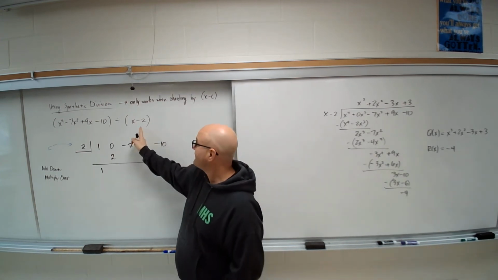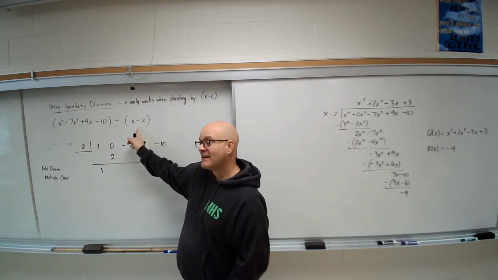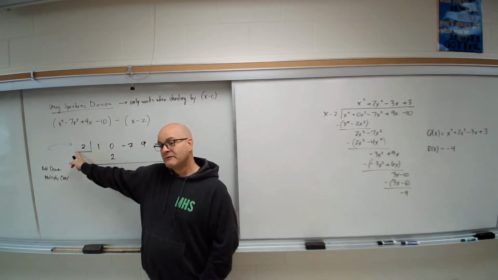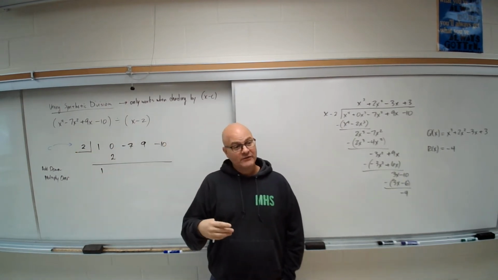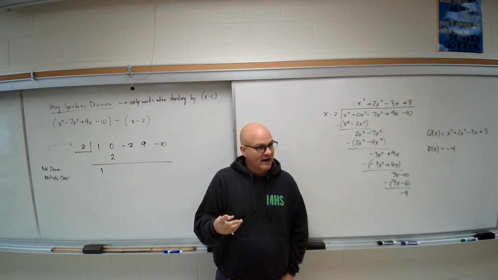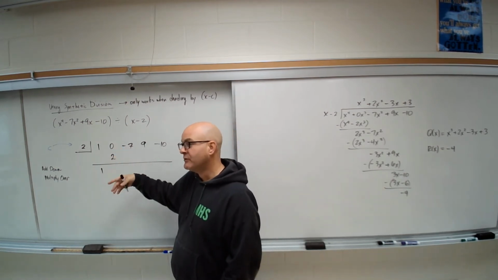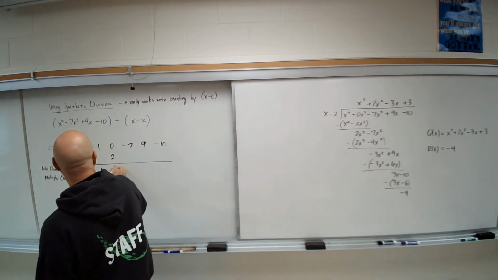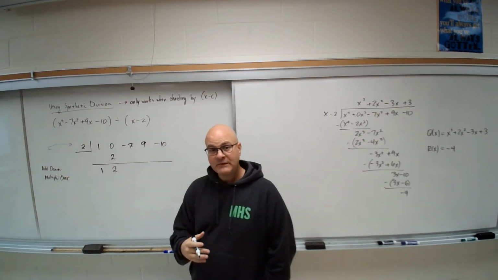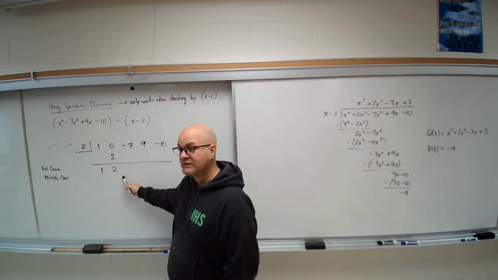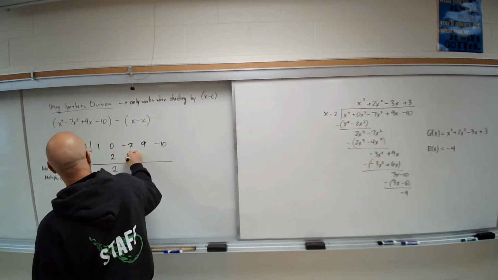Now, because the divisor was actually x minus 2, and we put a positive 2 here for c, we get to add with synthetic division. We don't have to subtract, which is a good thing. So 0 plus 2 is 2. We'll put that down here. Now, to get the next number here, we'll do 2 times 2, which is 4. That'll go right there.